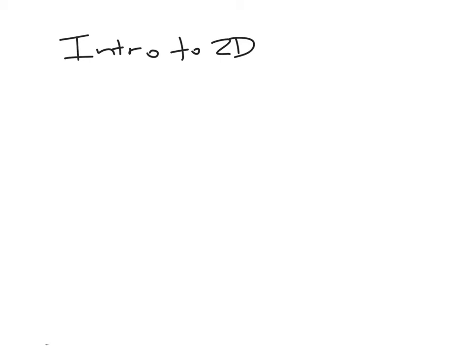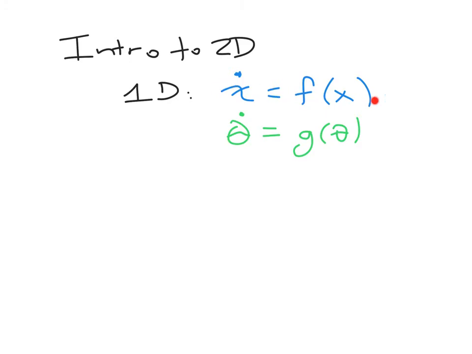We're about to move to 2D systems. For 1D systems, we've seen two main examples. We've seen flow on the real line, and we've seen flow on the unit circle. Here our variable might represent population or position, and here our variable represents phase.